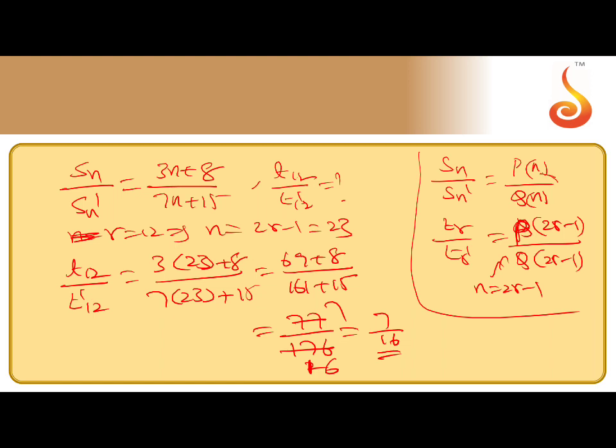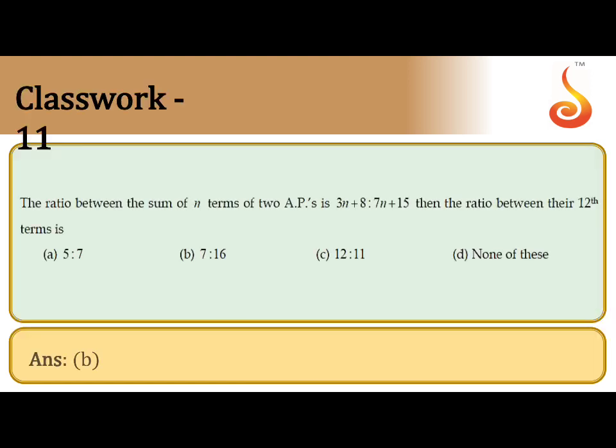So in place of n, you can write 2r minus 1 to get the ratio of the rth terms of the given question. Here the ratio of the 12th term means r equal to 12. You have to find the ratio of the 12th terms. So r equal to 12, n equal to 2r minus 1 is 2 into 12, 24 minus 1, 23, to get the answer. This is a little shorter method to solve the question. Check the answer, 7 by 16.